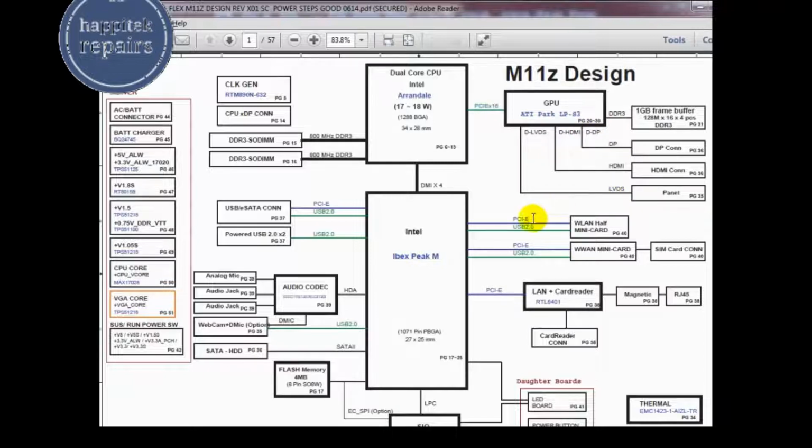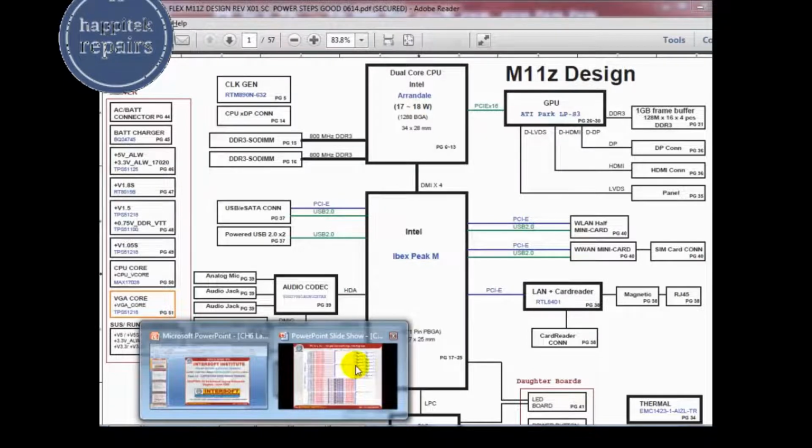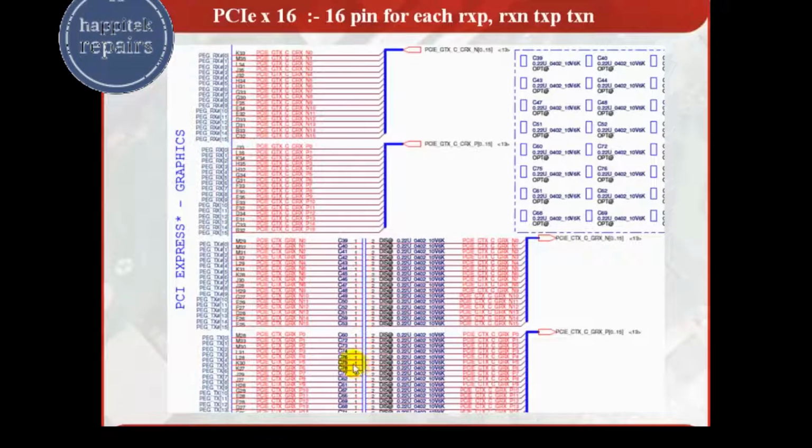Here is PCIe, USB 2, all the HDA, SATA, LPC, these are all the connections. First of all, we have seen the PCIe. Older hard disks, instead of SATA, use the IDE PATA that we have shown. So these are your connection details. That is your PCIe 16-bit connection.